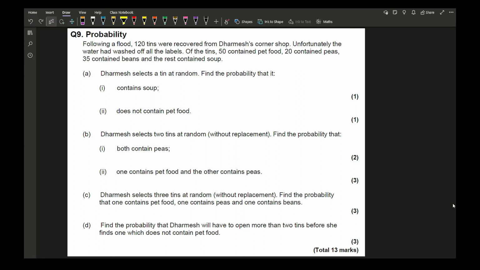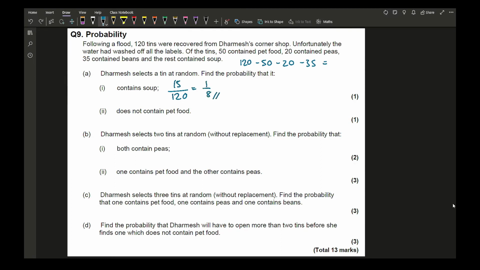Right, so in terms of this, it says Dharmesh selects a tin at random. Find the probability that it contains soup. So for this, we've got out of 120, how many of these contain soup? It's going to be 120 minus 50 minus 20 minus 35. Again, if I just type that straight into my calculator, 15, which simplifies to give me one eighth.